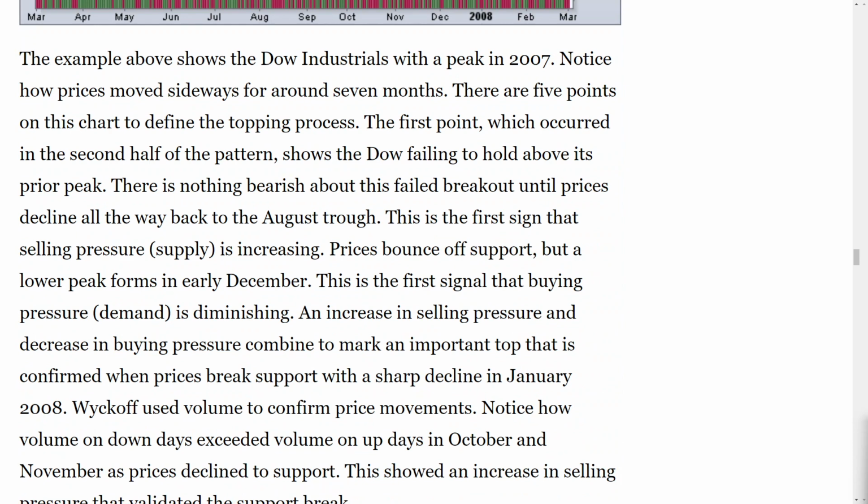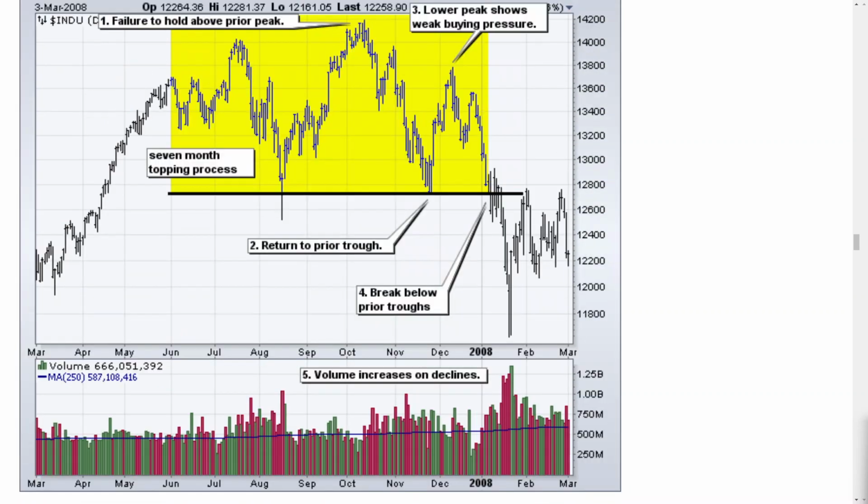Wyckoff used volume to confirm price movements. Notice how volume on down days exceeded volume on up days in October and November as prices declined to support. This showed an increase in selling pressure that validated the support break.